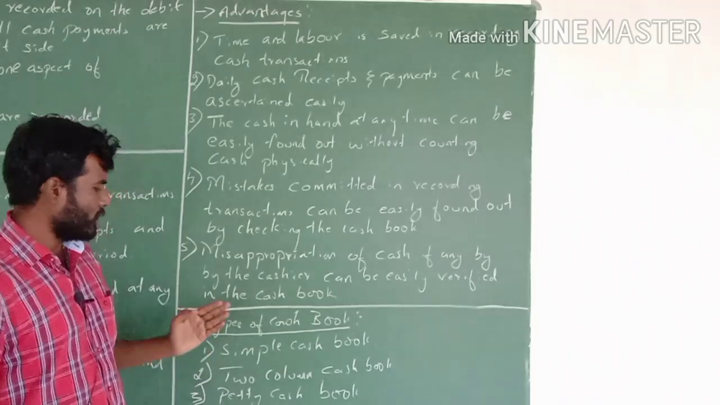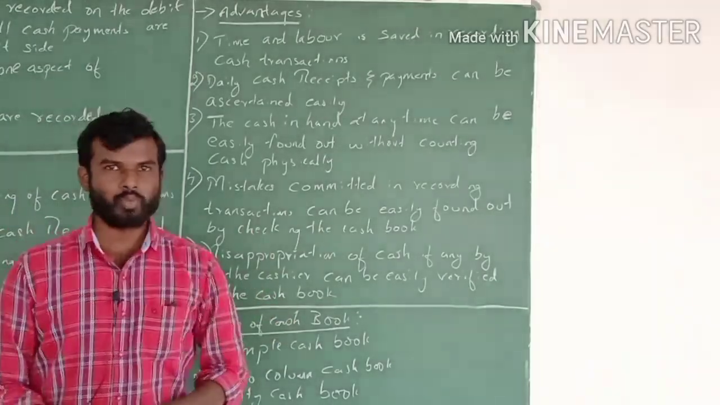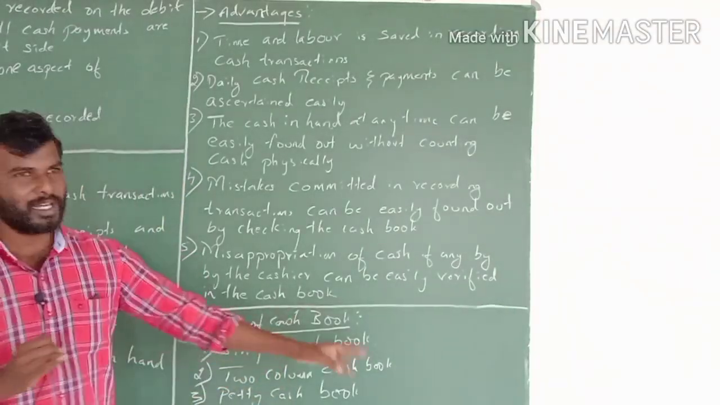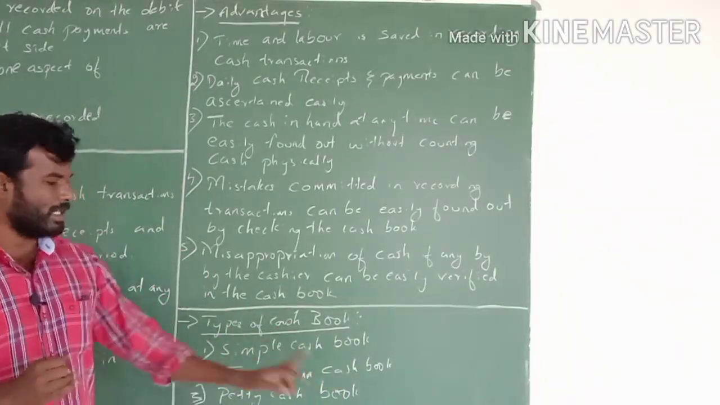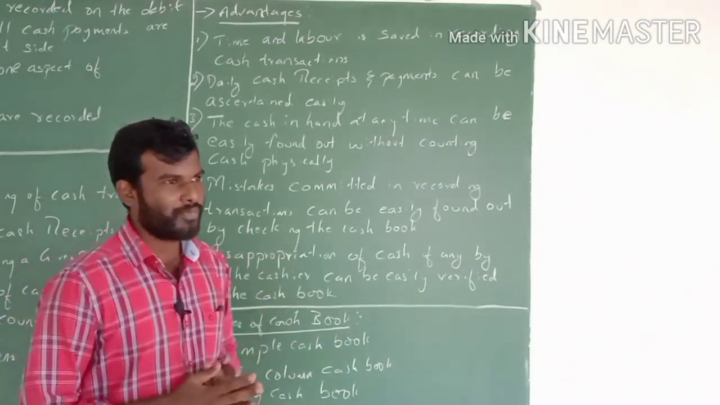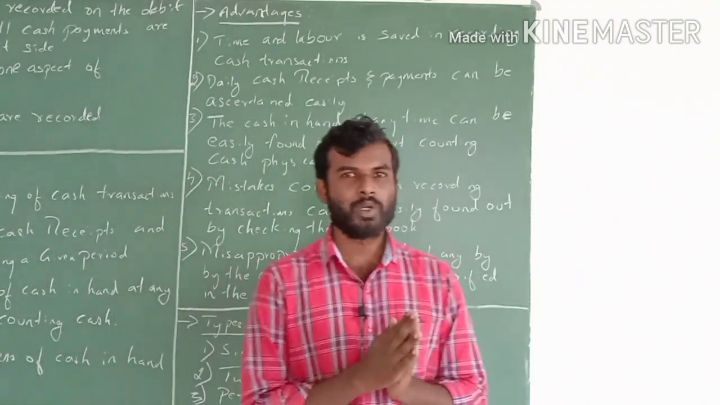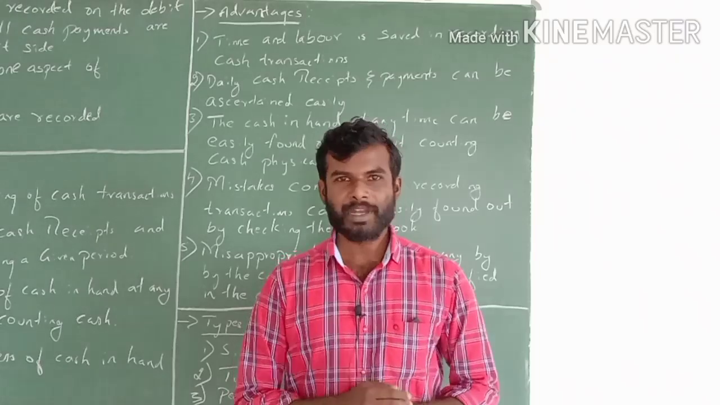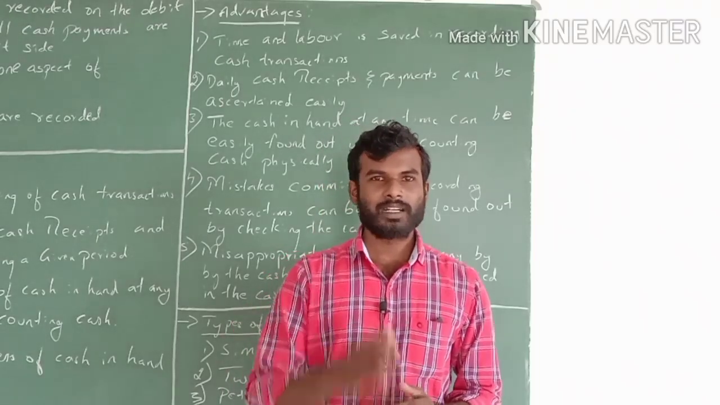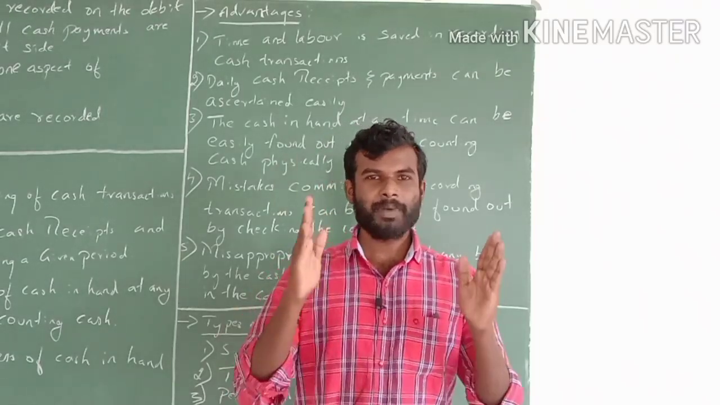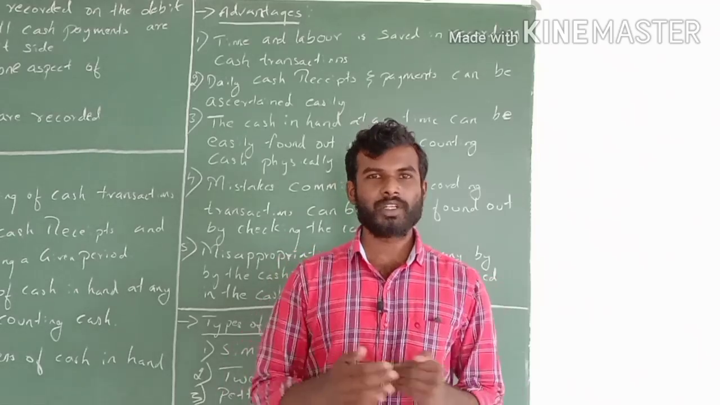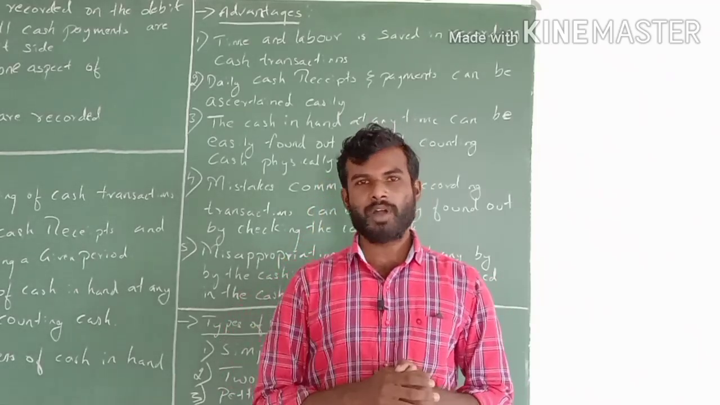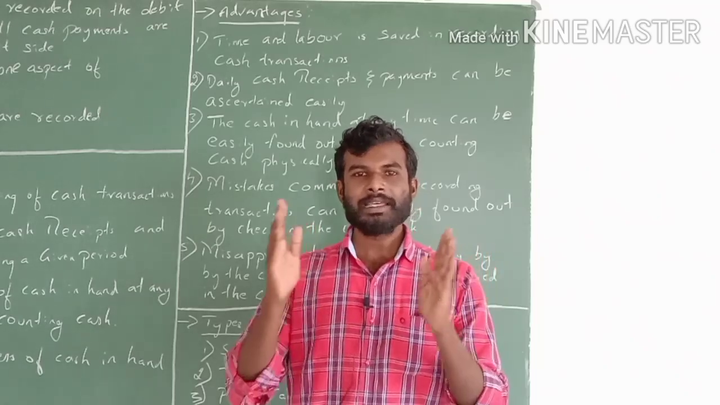The next concept is types of cash book. We have three types of cash book: simple cash book, 2-column cash book, and petty cash book. Here we will be doing the problems related to the simple cash book, 2-column cash book, as well as the petty cash book. The first concept is the simple cash book. Simple cash book means here we record only the cash transactions. Here we will be maintaining only a single column of cash.